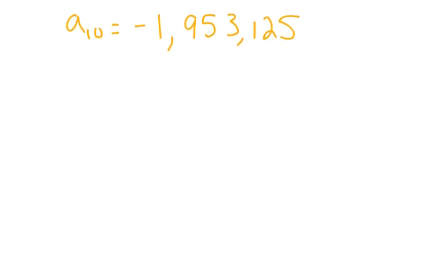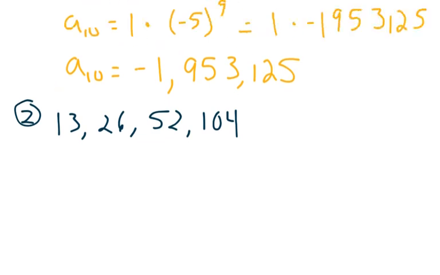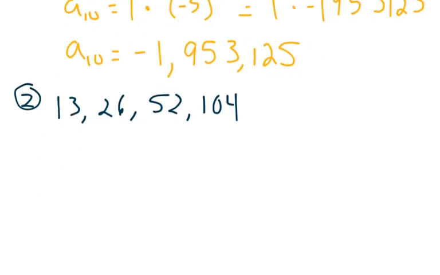Okay, let's try another one here. Number 2. Let's go with 13, 26, 52, and 104. All right. Again, the two things we need to know, I'm doing this in green to start. I need to know the first term, and I need to know the common ratio. First term, well, it's your first term listed. That's 13.